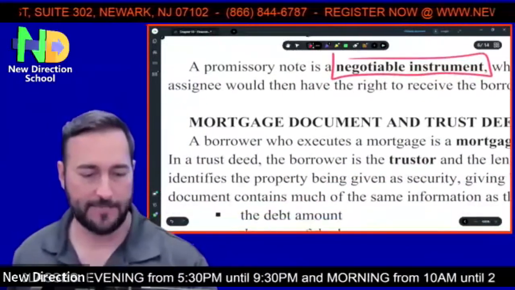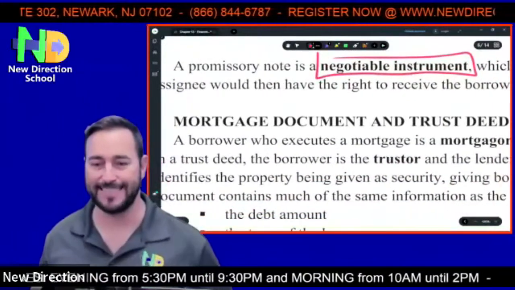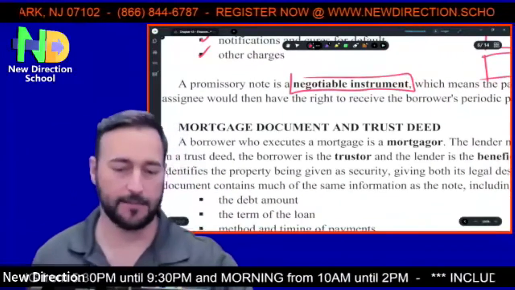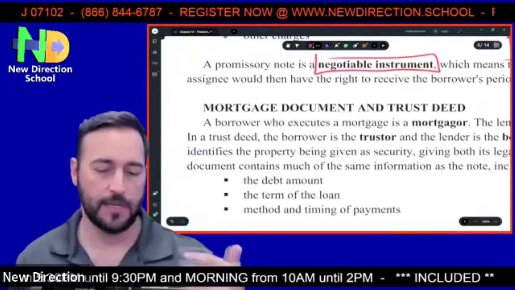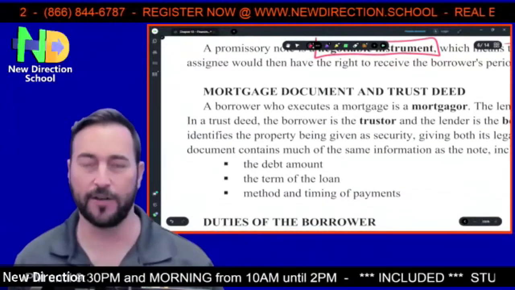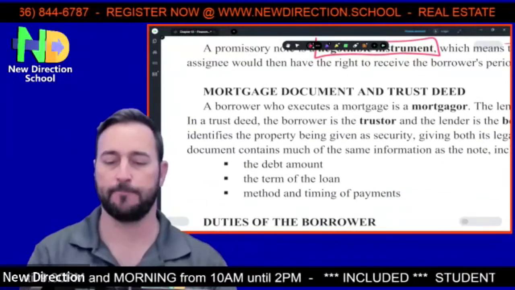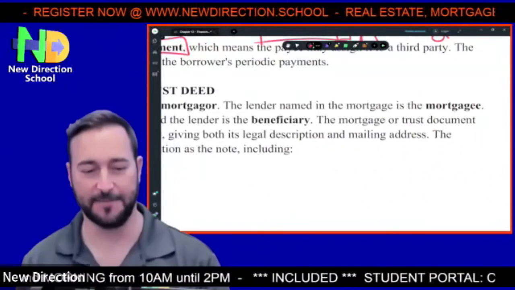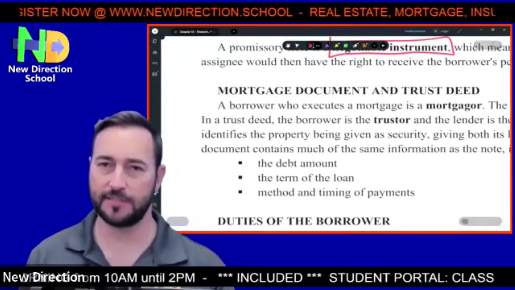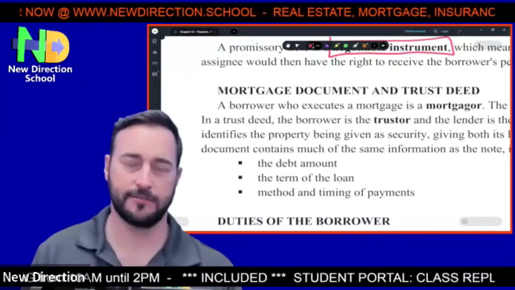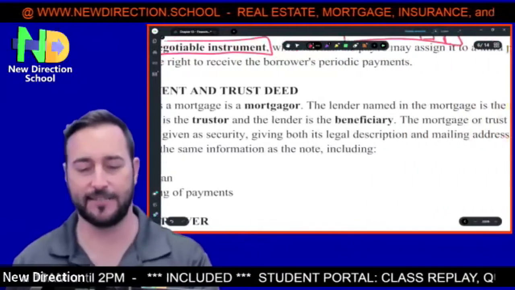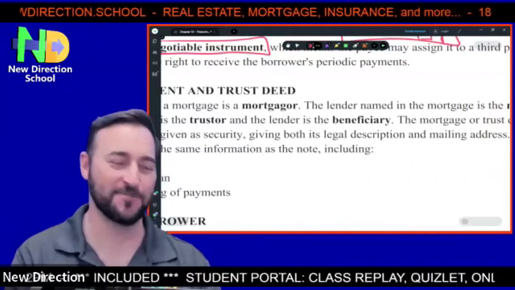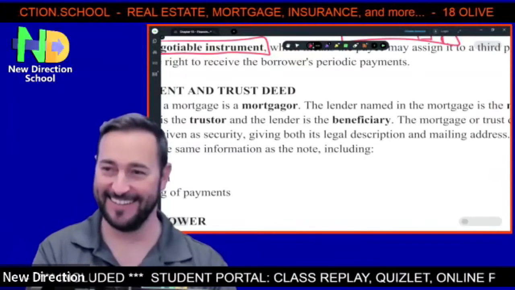All right, the next thing we have is mortgage document and trust deed. Mortgage document and trust deeds document. So in the mortgage document, the borrower who executes the mortgage is the mortgagor. And the lender is the mortgagee. Very good. If it's a trust deed, the borrower is the trustor and the lender is the, aha, now I tricked you. The lender is not the trustee, the lender is the beneficiary.